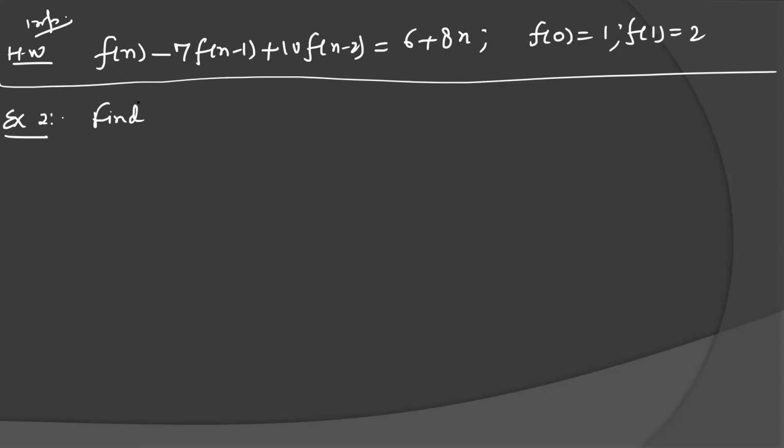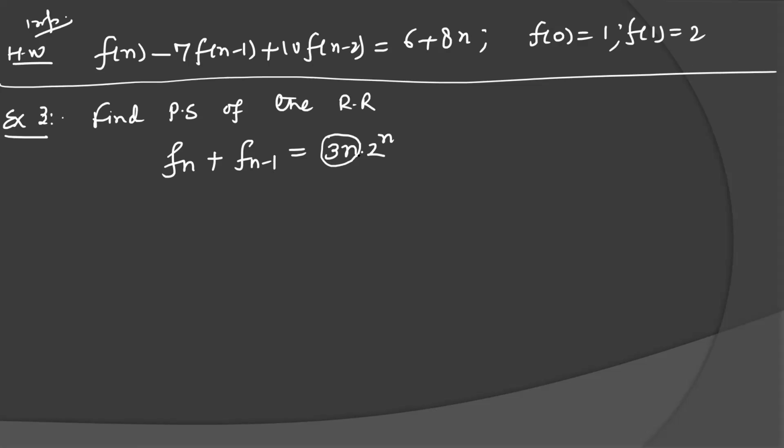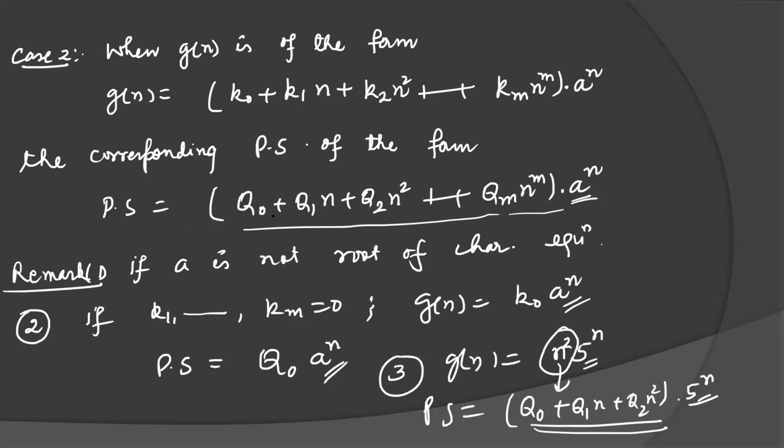Find example 3, particular solution of the recurrence relation fn plus fn minus 1 equal to 3n into 2 to the power n. Okay, so this is your polynomial of degree 1, and this is a to the power n. So it's like case 2. You can see that case 2. It's a polynomial and this is a to the power n.